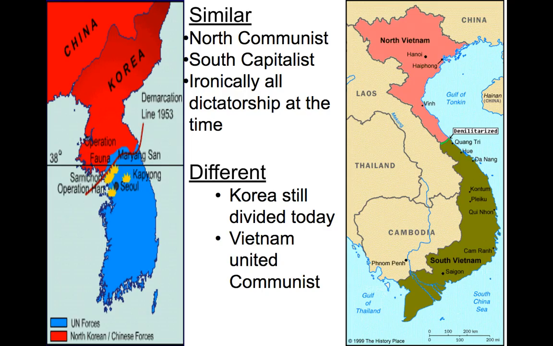So again, just to rehash a little bit, Korea and Vietnam are similar in that they both begin with the North as communist, the South as capitalist. Ironically, they were all dictatorships at the time. Korea, South Korea in particular, has become democratic recently. The difference is that Korea is still divided today along that 38th parallel. The DMZ is still there. It is two divided countries. Vietnam, under the leadership of Ho Chi Minh, becomes a fully communist country and still is a fully communist country today.